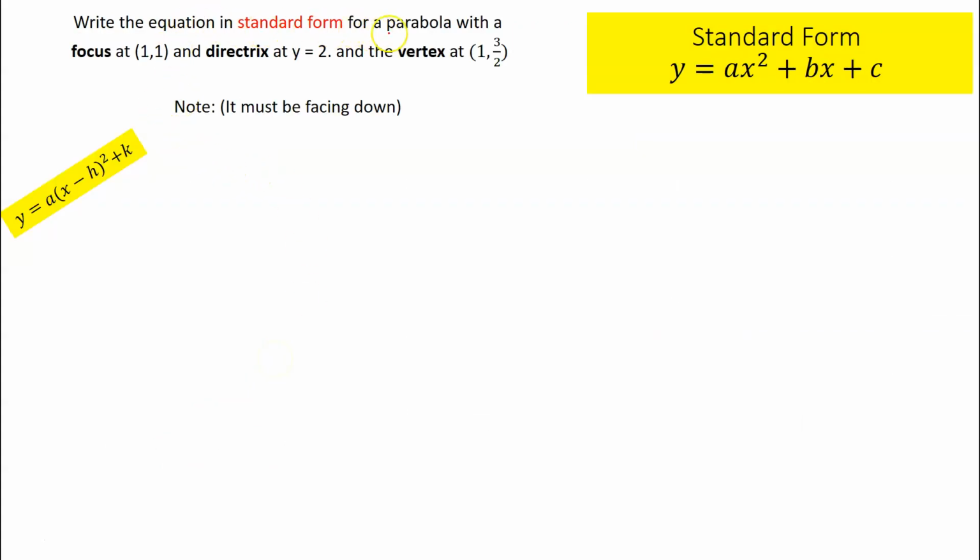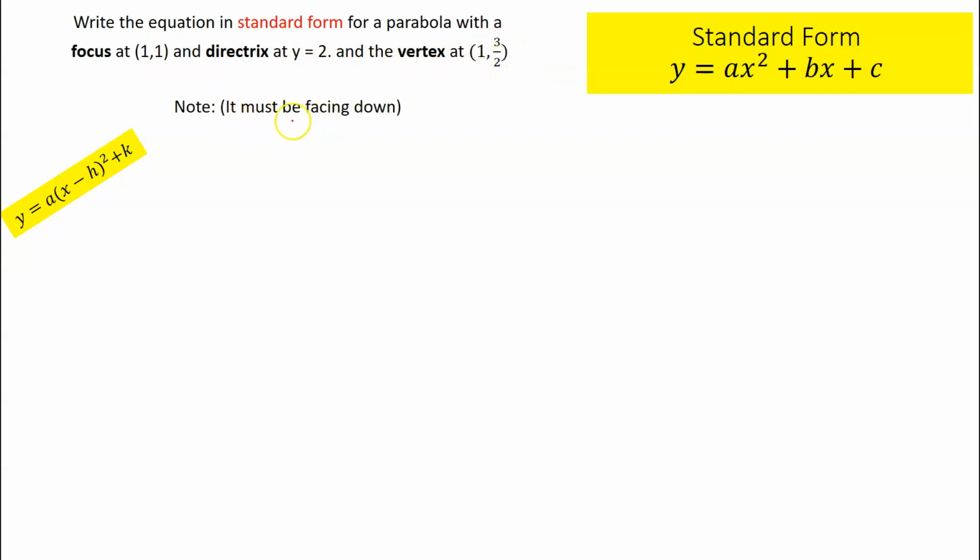Write an equation in standard form, or I'm calling this one standard, I guess, right now. The other one was vertex form. For a parabola with, in this case, we know where the focal point is. The focus is the focal point. We know where the directrix is. And we know where the vertex is.